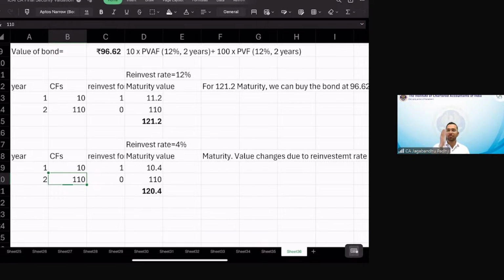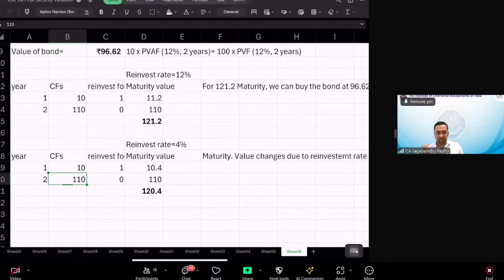Because 110 is a promised cash flow, right? 110 is a promised cash flow by the bond. I'm not reinvesting it. So I'm getting it as a maturity on 110 itself. I'm getting that maturity value as the final value. Okay, so that is not reinvested. What is reinvested is the cash flow.